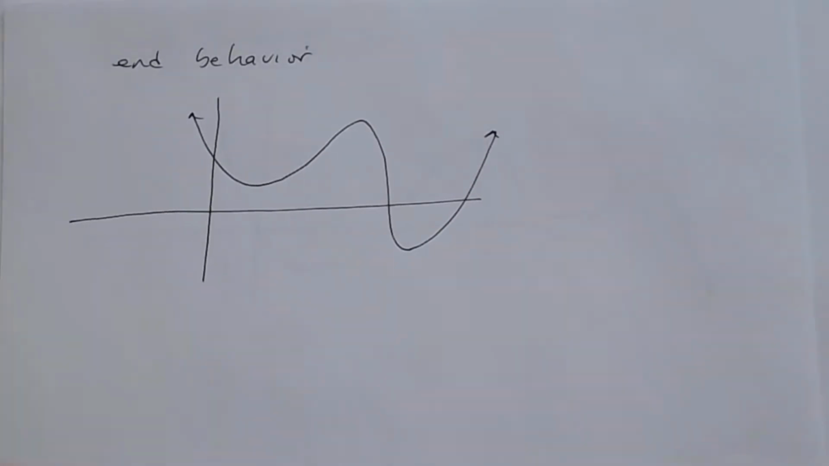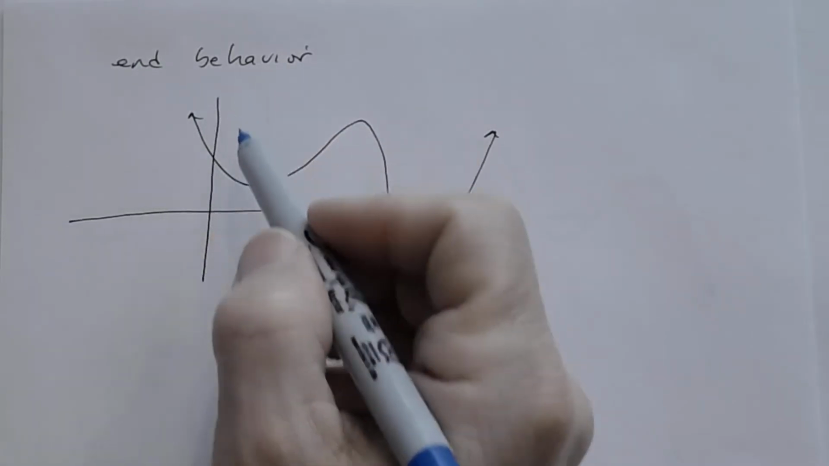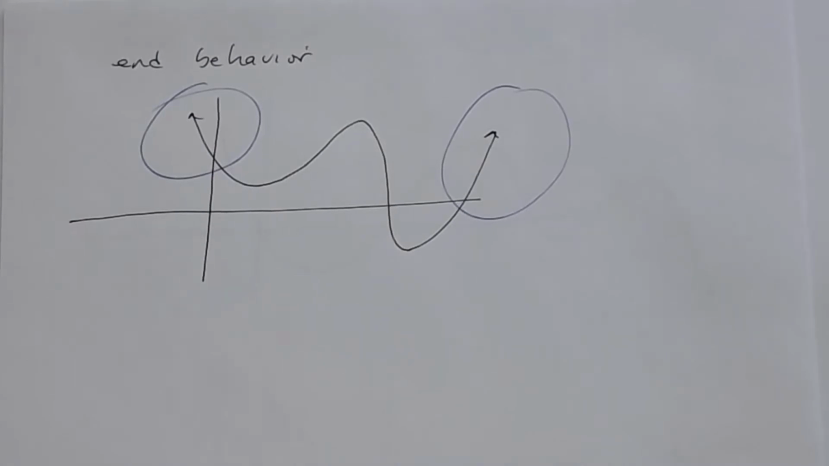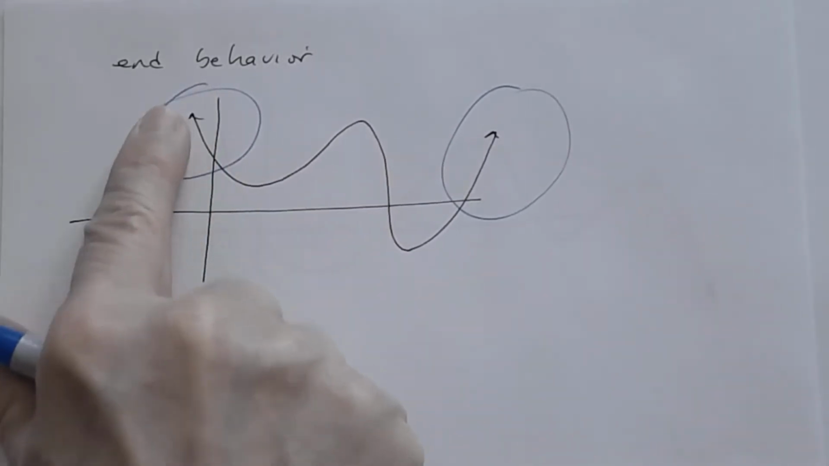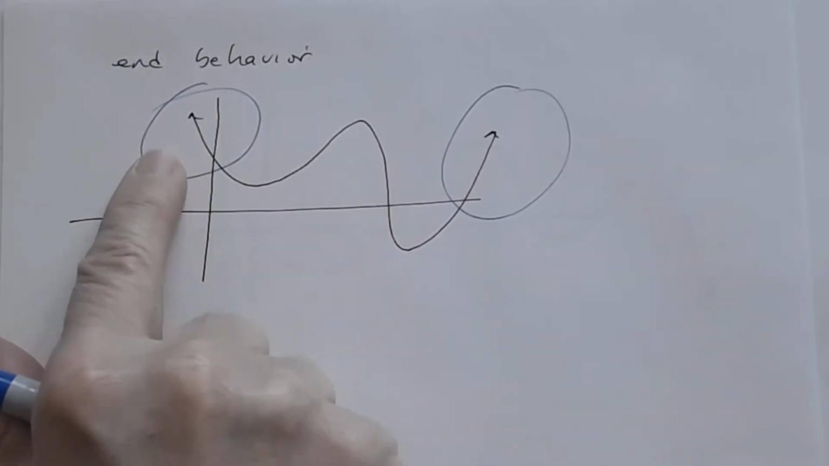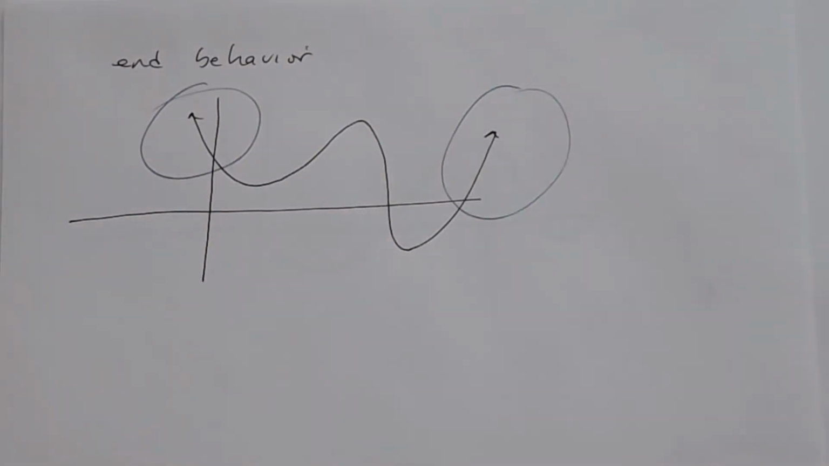Now remember, the end behavior is the behavior of the graph at the far left and the far right. What's happening in between is not our interest right now. All we're interested in is what's happening on the outsides of this graph. Basically, you're just looking at the part of the graph with the arrows. That's all you're looking at. Listen carefully, because here is the way that we're going to describe the end behavior.